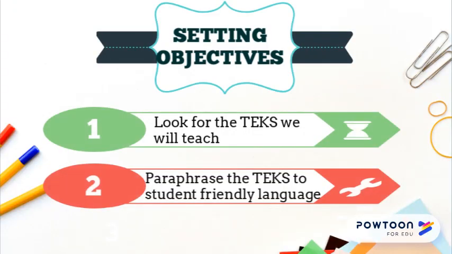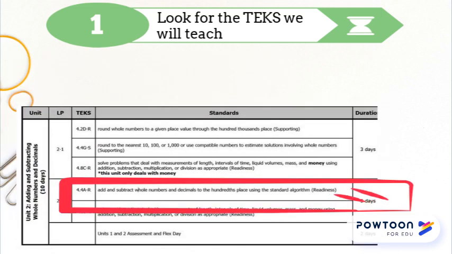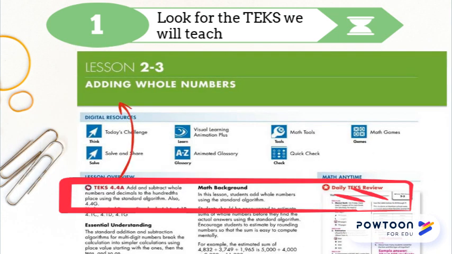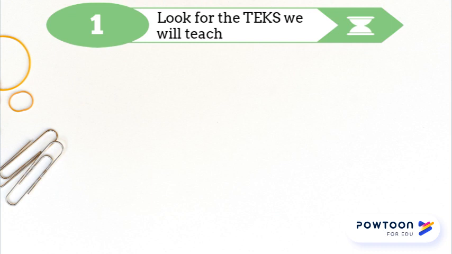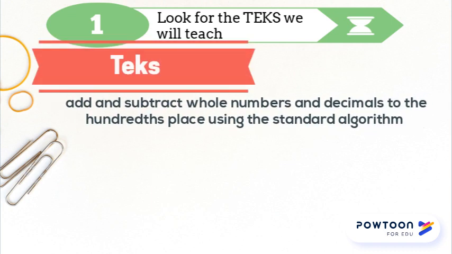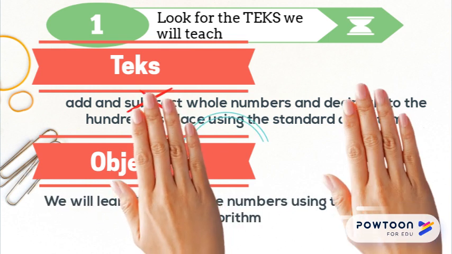Now let's go from theory to practice. To determine our goal, we will look for the text that we will teach. For this purpose, visit the district scope and sequence and choose a text that you will need to teach in the near future. Look for that text in your TE and read it. Paraphrase the text to student-friendly language and adapt it to the context of the lesson. For example, in this specific case, we will not be teaching decimals and we will not be teaching subtraction, so we need to adapt the lesson for that purpose.